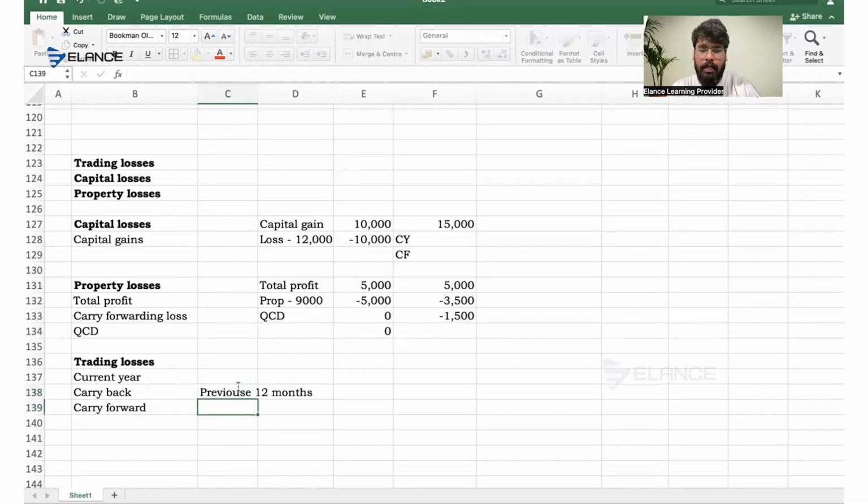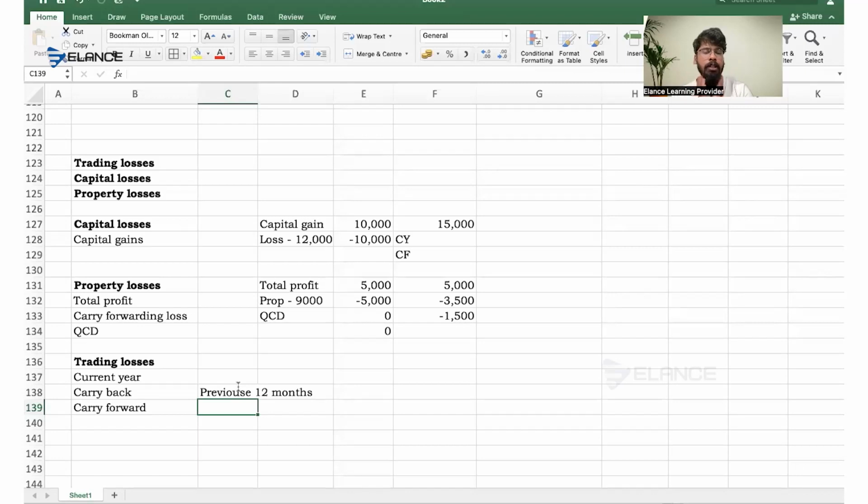We can only carry back the loss to the previous 12 months. Okay, so that is the only restriction made by the HMRC while setting off the trading losses, the time restriction. We can carry back the loss to the previous periods, but to a maximum of 12 months. And we can also carry forward the losses to the future.